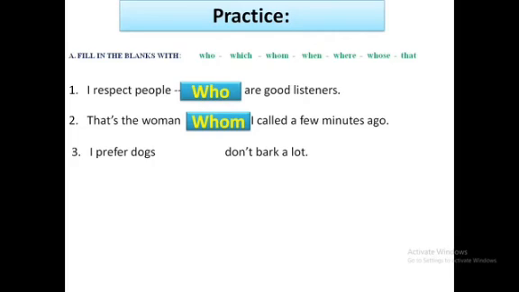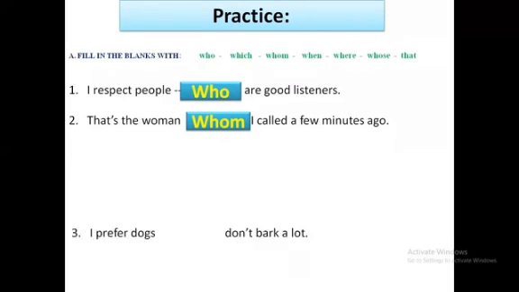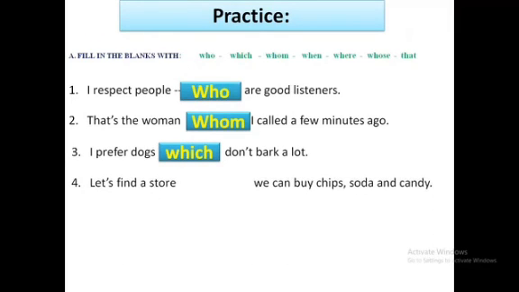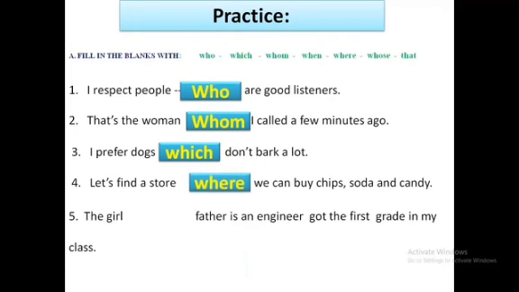Then I prefer dogs which don't bark. Dogs, animals, very good. So we say which don't bark a lot. The other example, let's find a store where we can buy chips, soda, candy. A store is a shop, so it's a place. Then we have to say where, because it is followed by a subject and it refers to a place. The girl whose father is an engineer got first grade in my class.